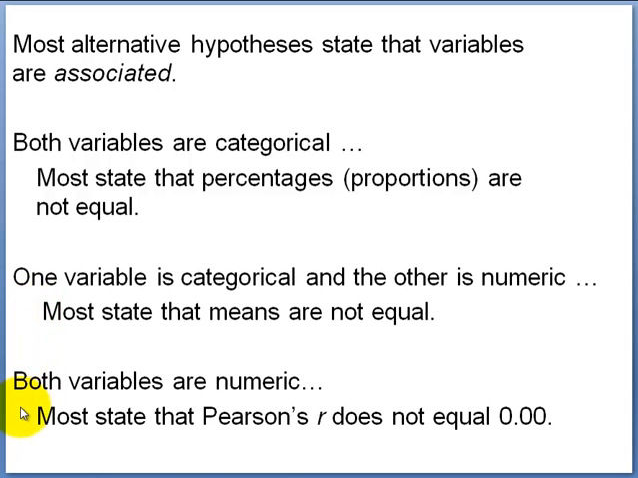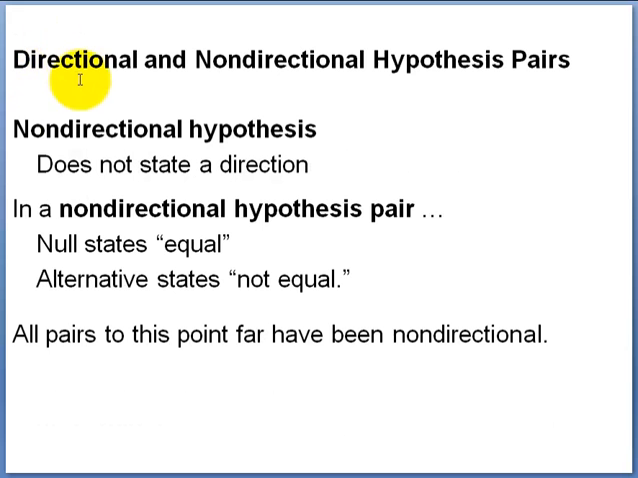And finally, with Pearson's R, the alternative is going to state almost always that Pearson's R does not equal 0. So when Pearson's R doesn't equal 0, that's in essence asserting that there is some linear relationship. So the core idea is that the alternative, pragmatically, that is to say, almost always in introductory stats, carries the notion that in the population the variables are indeed associated.